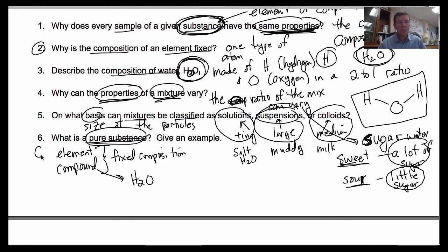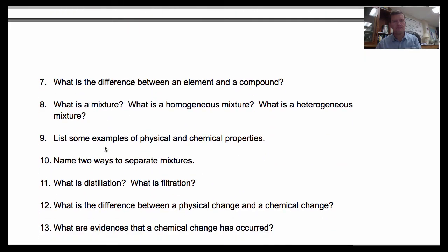So carbon is always carbon. Every atom of carbon is going to have the same properties. It's not mixed with anything else. Those are pure substances. I gave you 2 examples there. We kind of already answered this. An element has only one type of atom, and that atom retains the properties of that element.